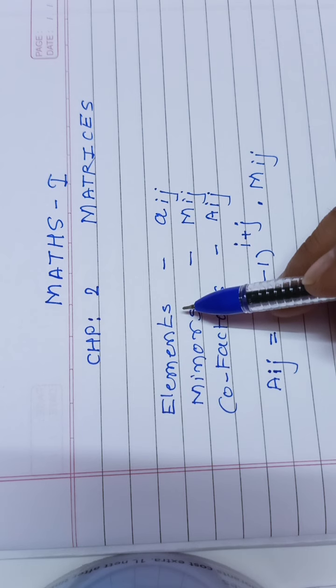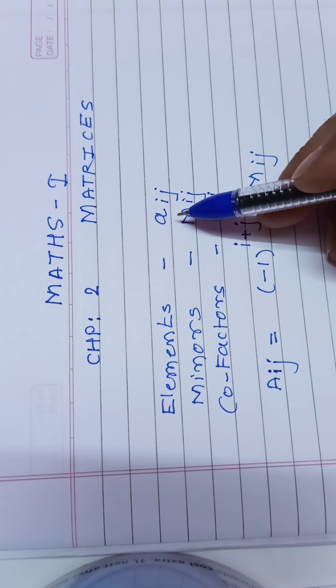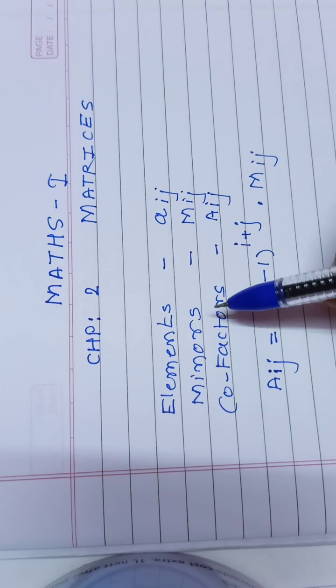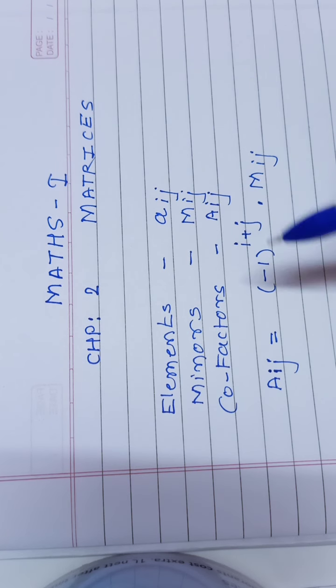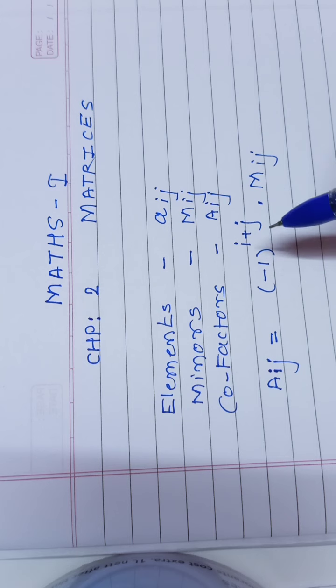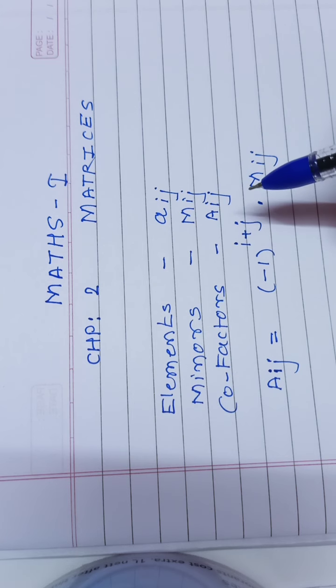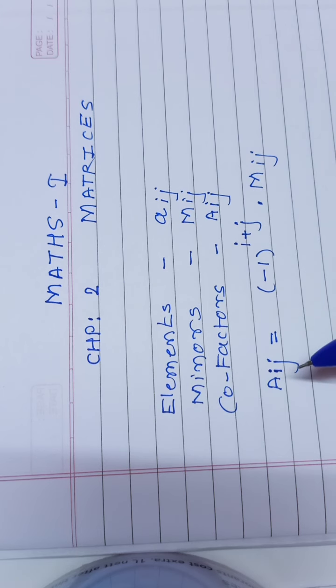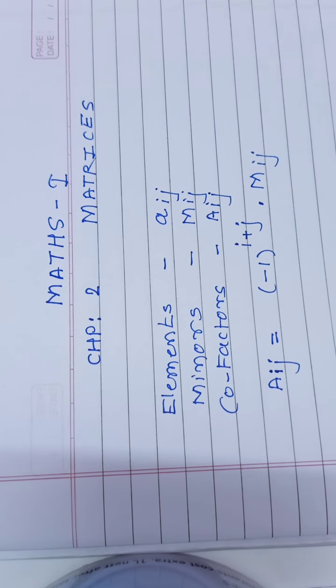The elements of the matrices are indicated by aij. Minors are indicated by Mij. Cofactors are indicated by capital Aij. What is ij? i stands for the number of the row and j stands for the number of the column. There is one more formula, that is Aij is equal to (-1) raised to i plus j into Mij.